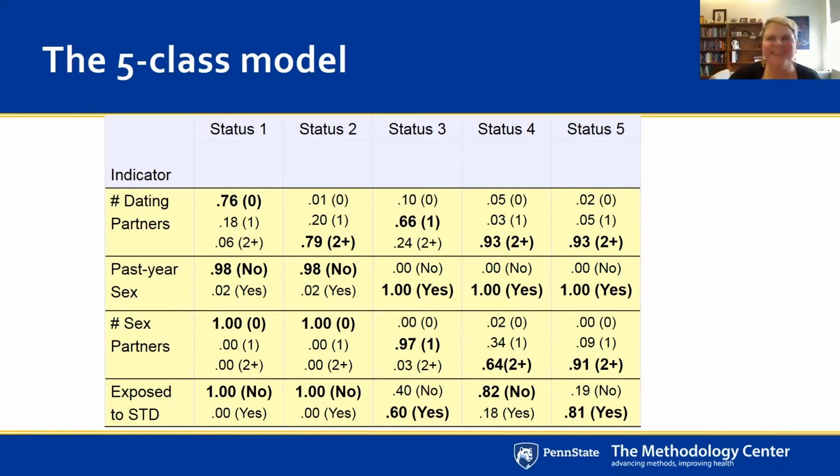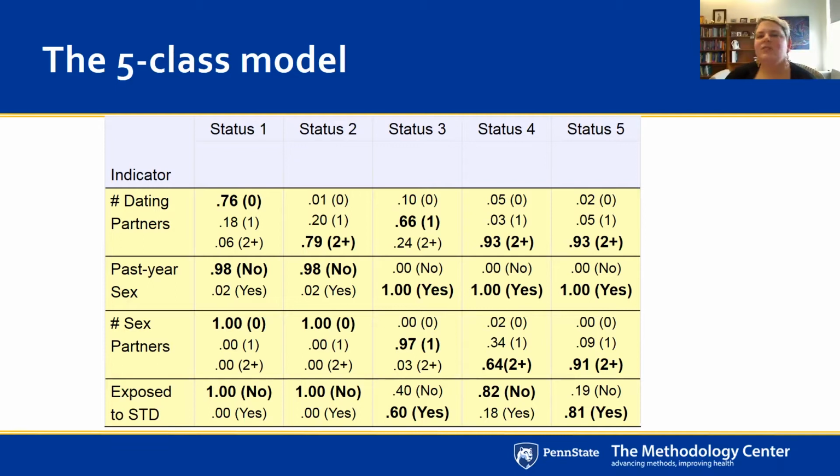But assuming that we selected the correct model, in this case, we were looking at 5 classes or 5 latent statuses. So what you see on the left-hand side, of course, are the 4 indicators we were talking about. Across the top are the 5 statuses. And the first thing that we need to do is understand this measurement model to understand what the classes are. So in bold are the entries that we felt were elevated and helped us understand the interpretation of that class.